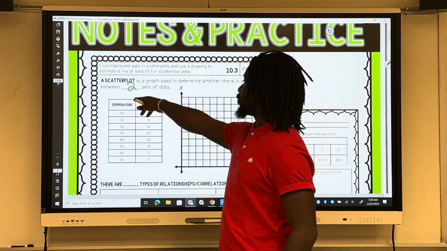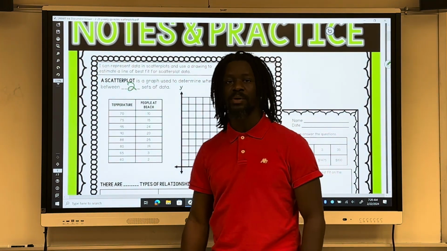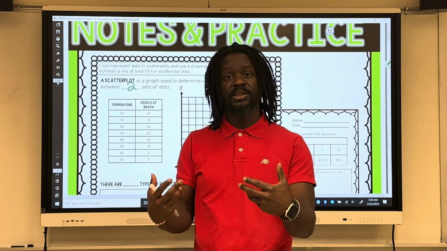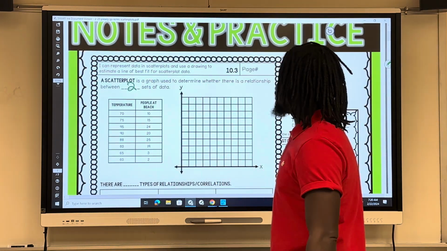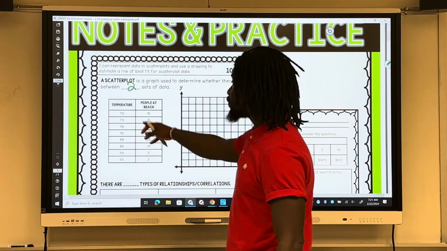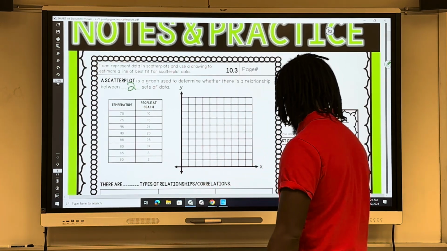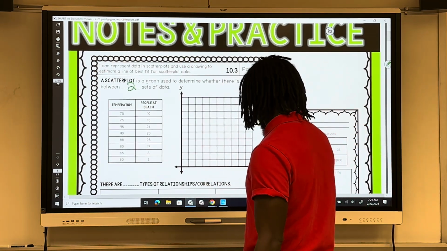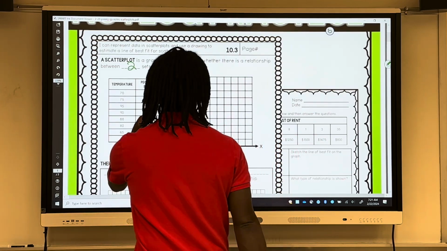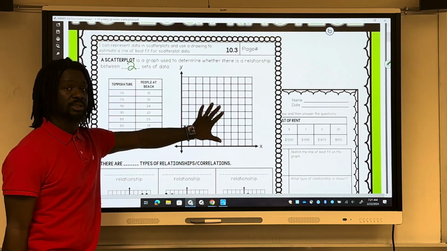In our first example, we have temperatures and then we have people at the beach. What we want to see is whether there is some relationship between the temperatures and the people at the beach. So we are going to take this data and put it on the graph.